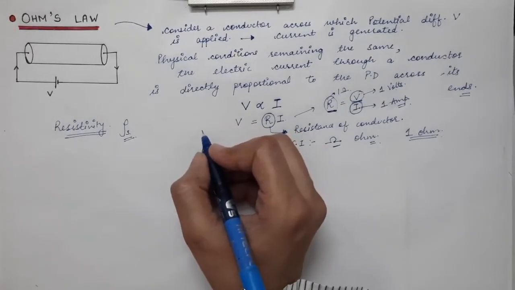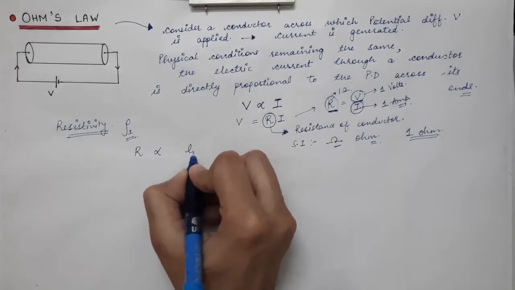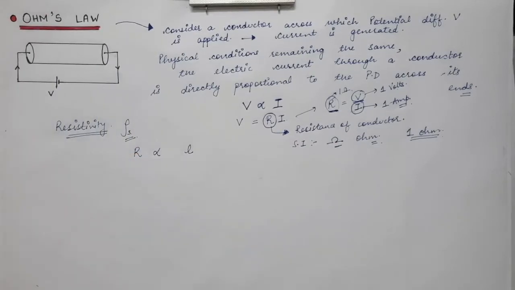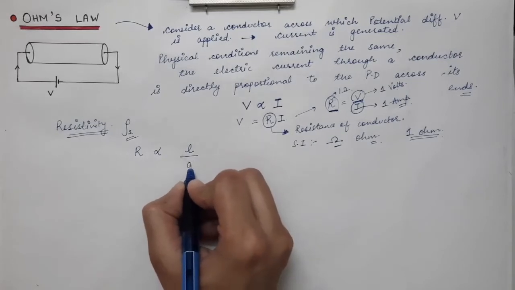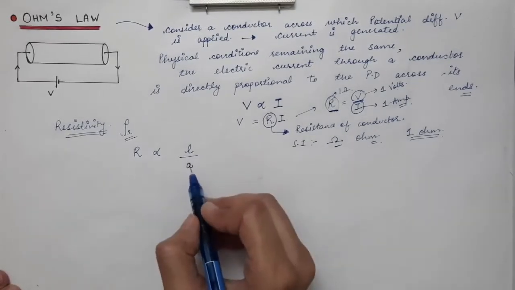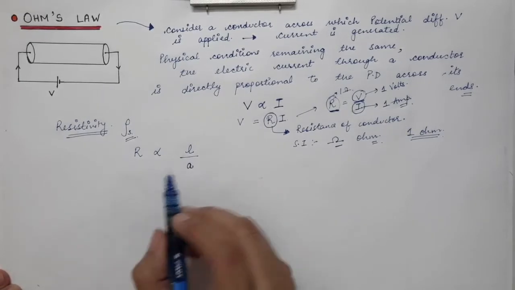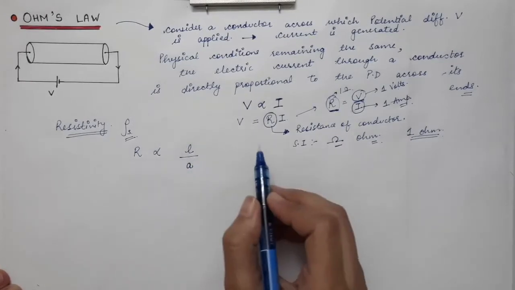is defined from resistance. So resistance is directly proportional to the length of the conductor. More is the length of the conductor, more will be the resistance offered. But the resistance is inversely proportional to area of cross section. More is the area of cross section, less will be the resistance offered by the conductor. So this is how the resistance is related to the dimensions of a conductor.